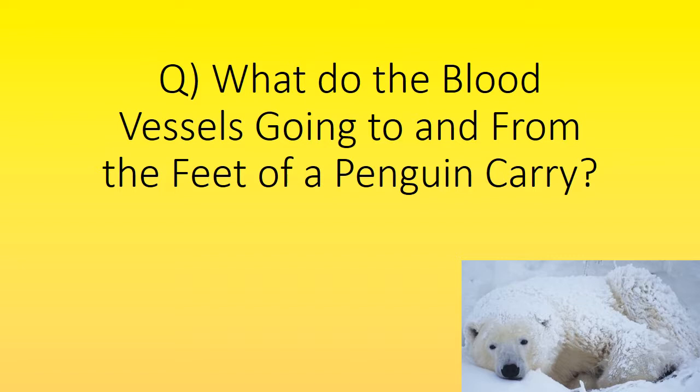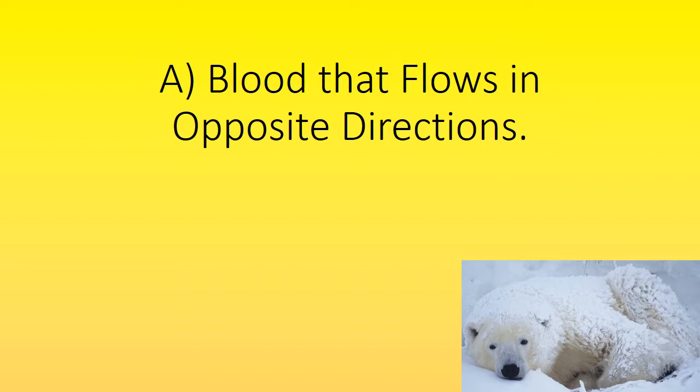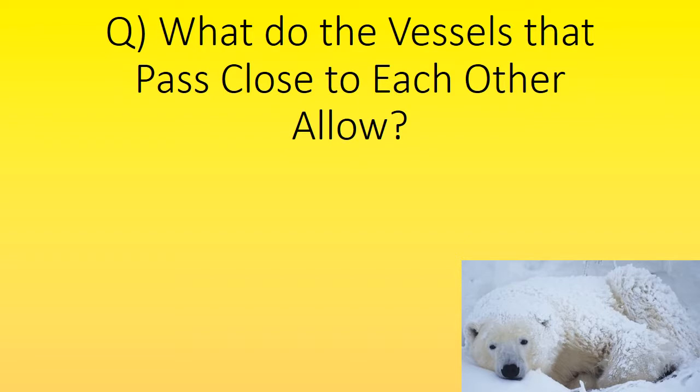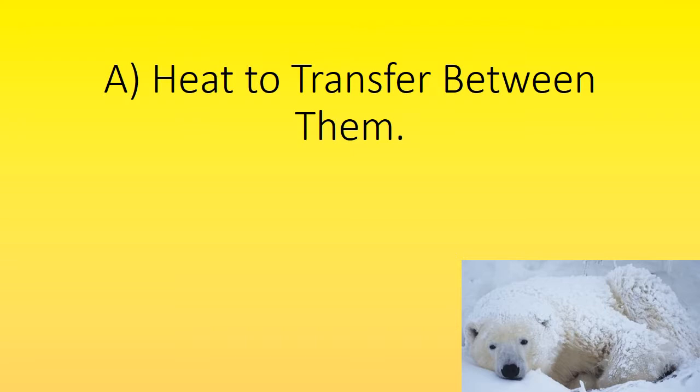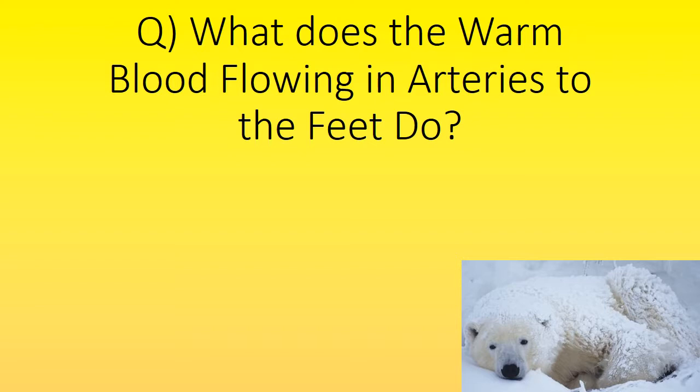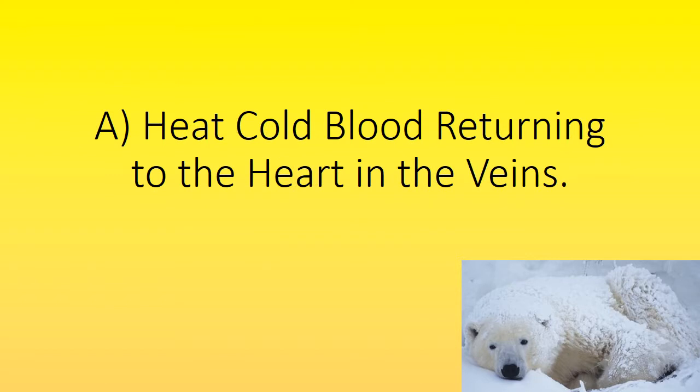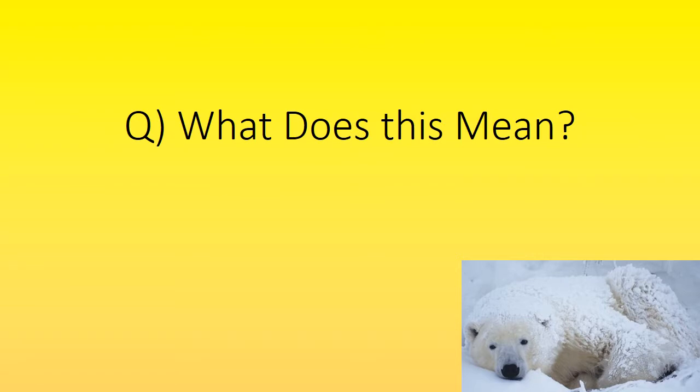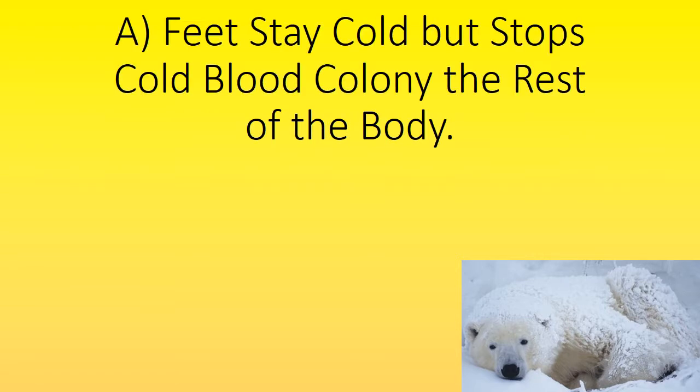What do the blood vessels going to and from the feet of a penguin carry? Blood that flows in opposite directions. What do the vessels that pass close to each other allow? Heat to transfer between them. What does the warm blood flowing in arteries to the feet do? Heats cold blood returning to the heart in the veins. What does this mean? Feet stay cold, but it stops cold blood cooling the rest of the body.